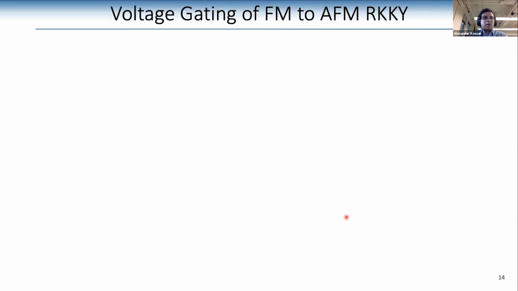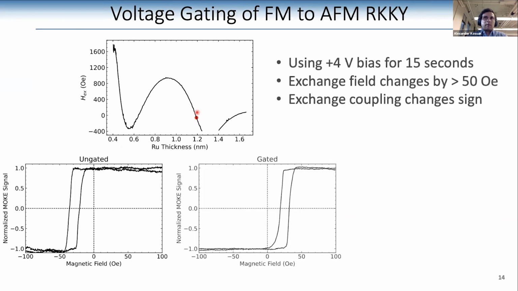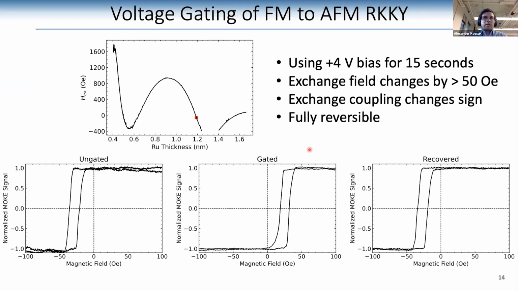Now what we can do is apply a gate voltage to our device. So we start with a device that's in the ferromagnetic case, and we apply a positive gate voltage of 4 volts for 15 seconds. We can actually switch that ferromagnetic coupling to anti-ferromagnetic coupling. And this exchange field not only changes in magnitude, but also changes sign. And we can demonstrate that by applying a negative bias or 0 volts, short circuiting the device, and we can recover it fully to the ungated state.